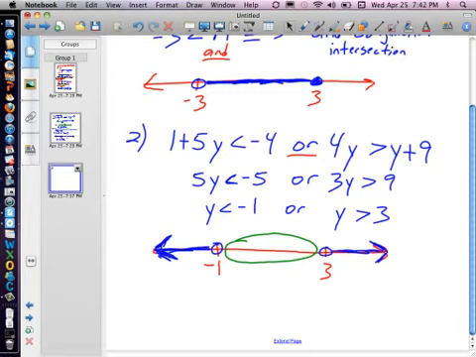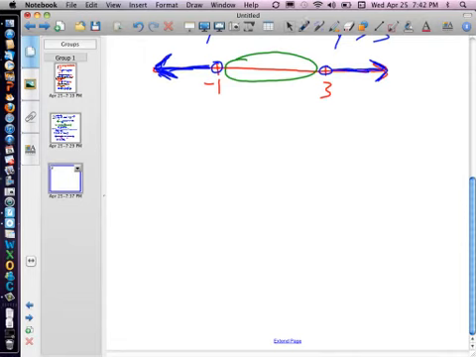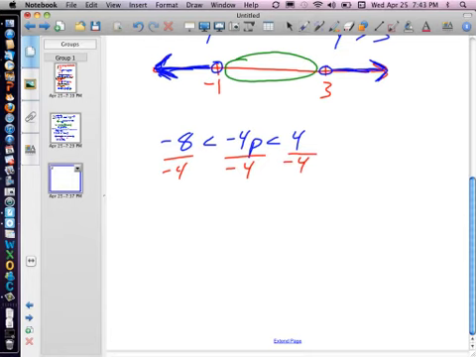So that should be enough for you guys to do any of the problems. Keep in mind, as you're solving these inequalities, if you divide or multiply by a negative number, you must switch the sign. So, for instance, I guess I could do one more. If your problem looked like this, negative 8 is less than negative 4p is less than 4, let's do that one. To isolate that variable, we're going to have to divide everything by negative 4. When you do that, you'll get a 2, you'll get a p, and you'll get a negative 1.